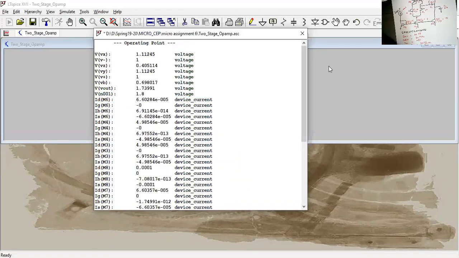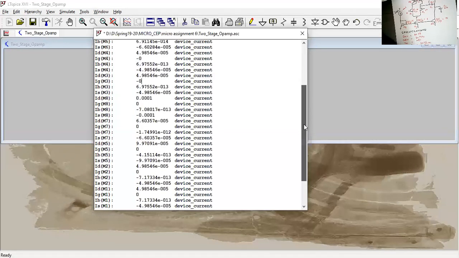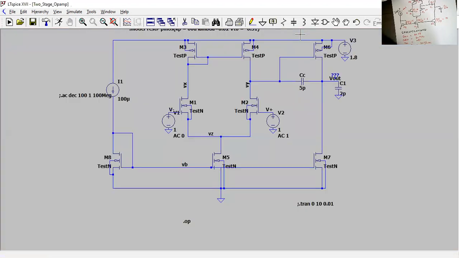So let's check the ID of M8. ID of M8 is exactly 100 microamp. And the ID of M5, which is lying here, is almost also equal to 100 microamp. So this is good. The current mirror is working fine. Now the ID of M7 is less than 100 microamp, and that's what we were expecting. So this makes sure that our current mirror is working fine.